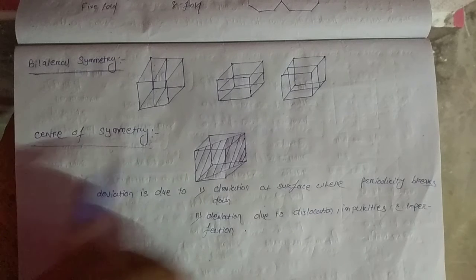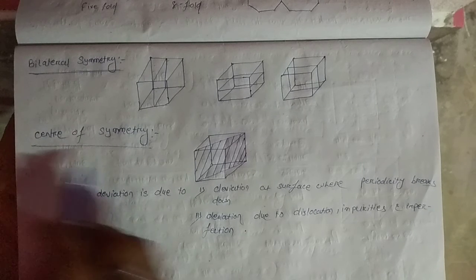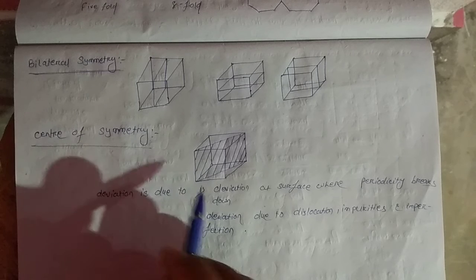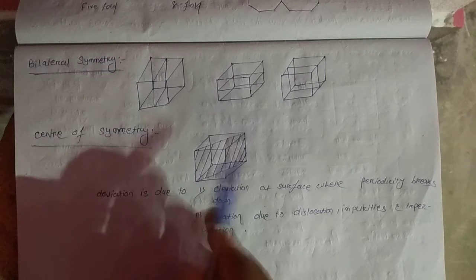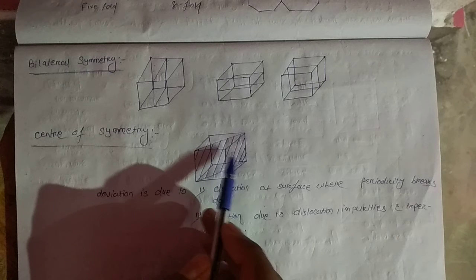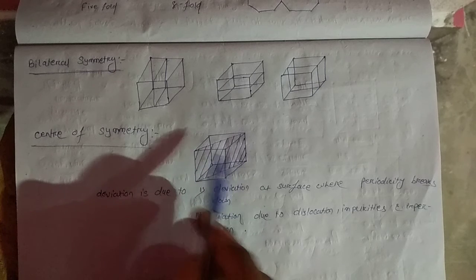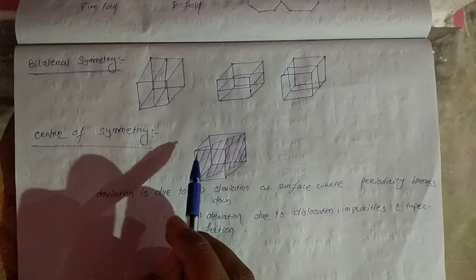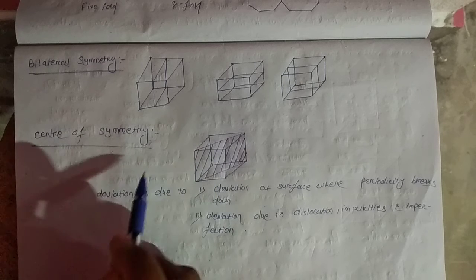Next, the center of symmetry. The center of symmetry is a point in the crystal such that if a line is traced from any point on the figure through this point and produced an equal distance on the other side of the center of symmetry, then it meets an identical point.